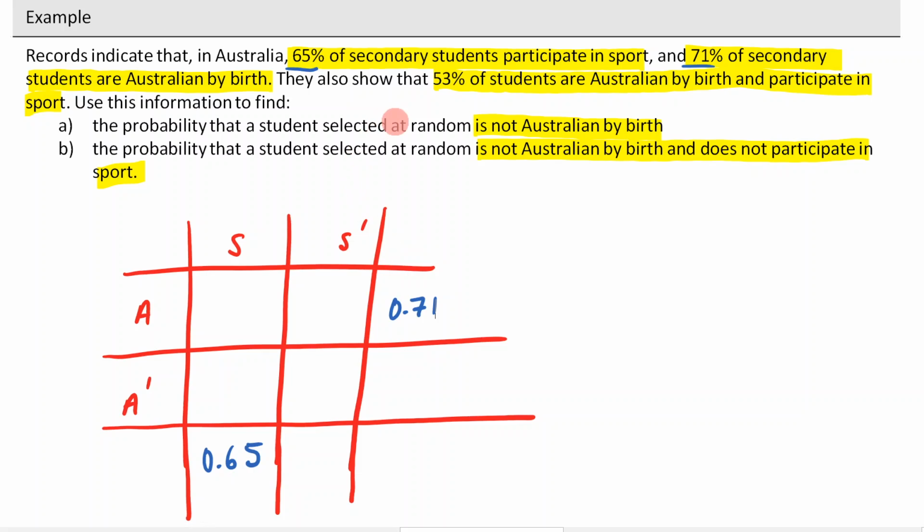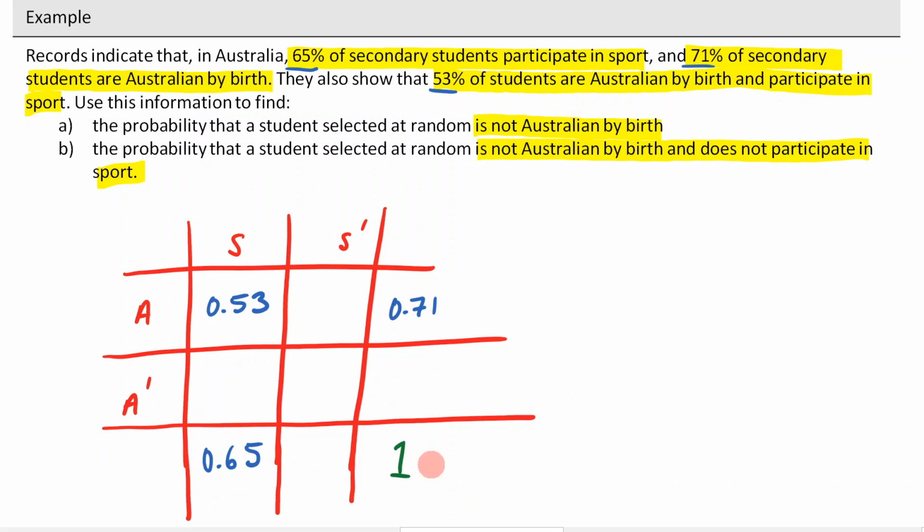Okay, next. They also show that 53% of students are both Australian by birth and participate in sport. So that means this part right here will be 0.53. Okay, now once we've done that, we're going to fill in our missing numbers because that's everything they've given us. First thing you want to put is a 1 there. You want to put a 1 there because you know that Australian and not Australian must be equal to 1 and sport and no sport must be equal to 1.